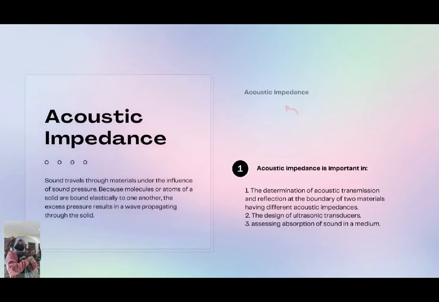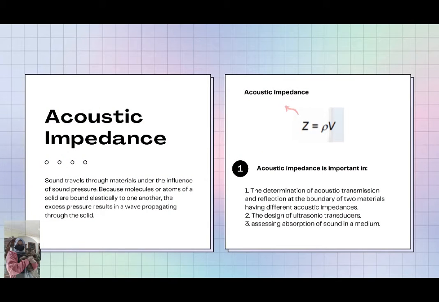And then I continue with the last one, acoustic impedance. This one is about sound traveling through a material under the influence of sound pressure, because the molecules or atoms are elastically bound together. And then this one has its own formula: Z equals density times velocity. Acoustic impedance is important because it helps in the determination of acoustic transmission and reflection at the boundary of two materials, the design of ultrasonic transducers, and assessing absorption of sound.